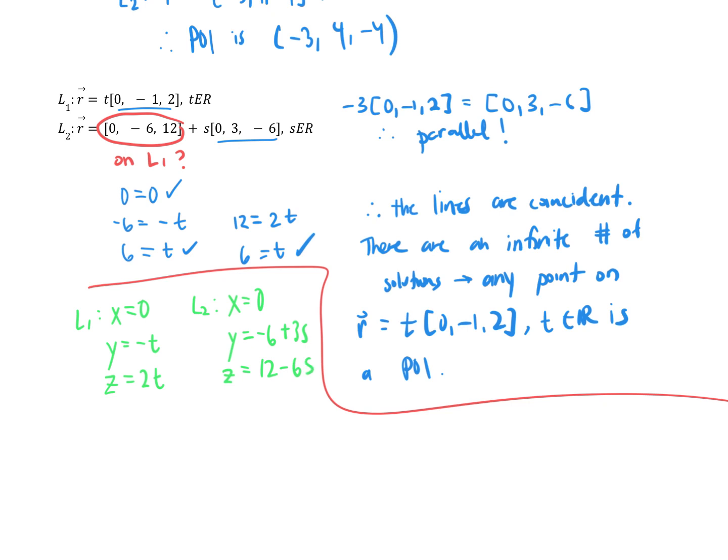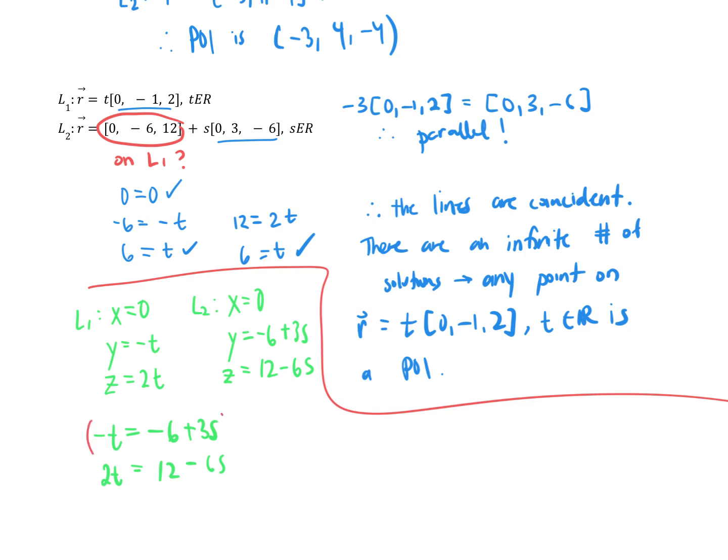So let's set these equations equal to each other and see what happens. Well, x equals 0 and x equals 0, nothing to do there. So -t equals -6 plus 3s, and 2t equals 12 minus 6s. Because I don't have any extra constants, I'm just going to do elimination from this setup.